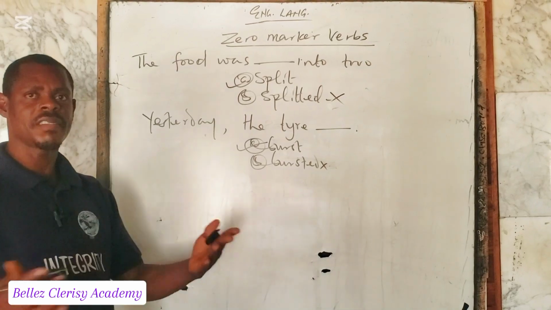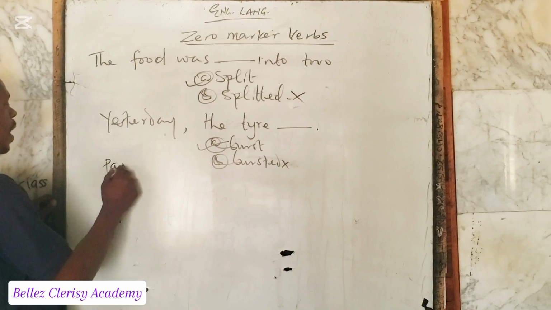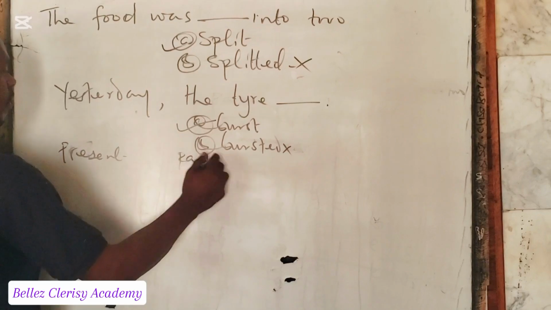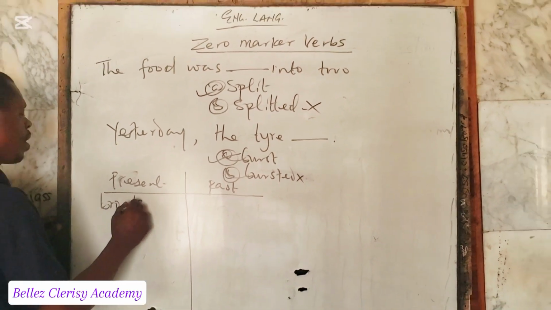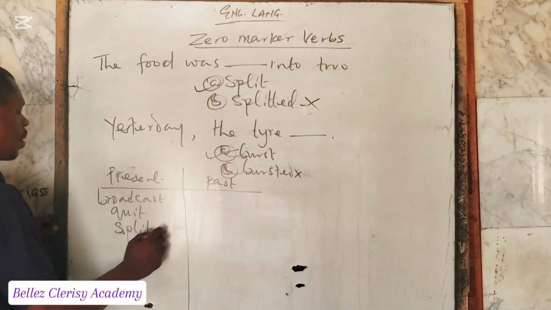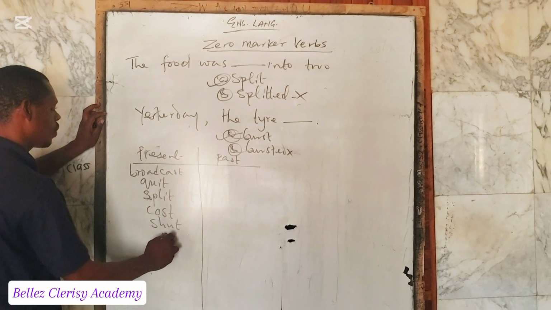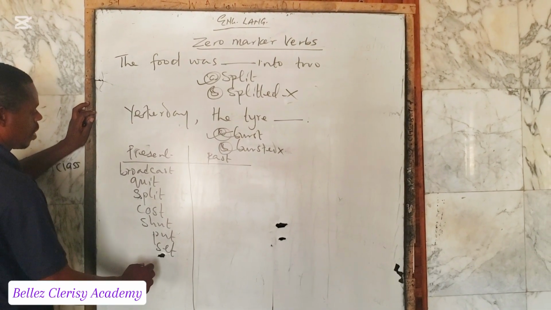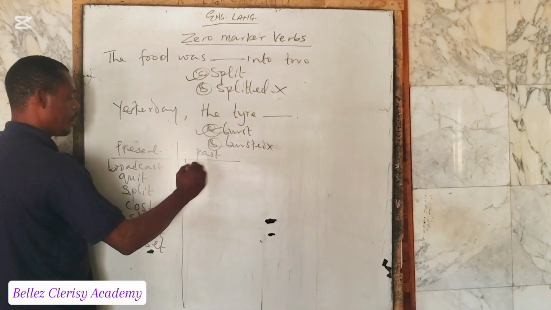Now let's pick some of these examples of zero marker verbs so that we can understand where we are going. We have present tense, then we have past tense. Let's pick examples of zero marker verbs. We have the word broadcast, we have the word quit, we have the word split, we have the word cost, then shut, put, set. All these, the way they appear in present, so also they appear in what? In past.